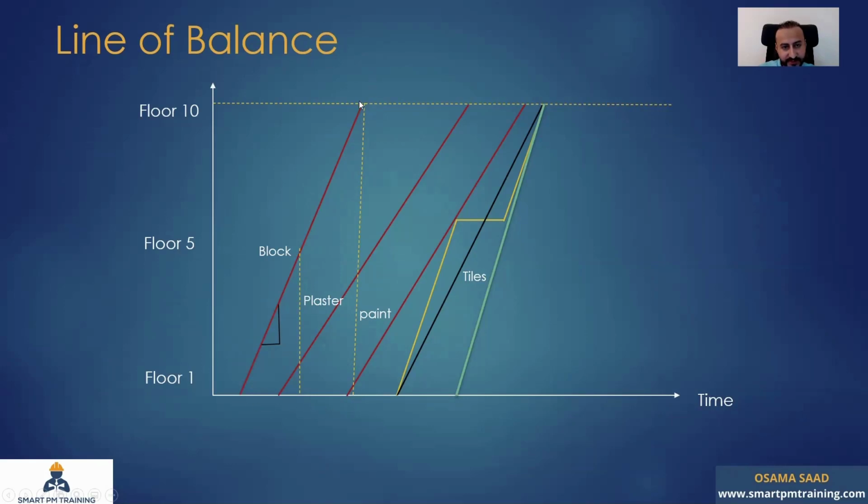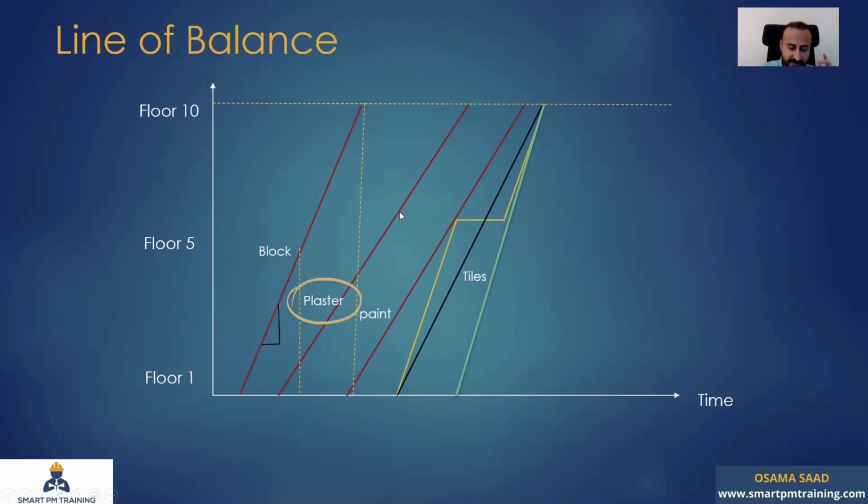You can see, this is my point of time here, completion of floor 10. If you go to the x-axis, this is the duration of the block work, and I have achieved within this period all 10 floors. So the slope will determine your performance rate, or how fast or how slow you are performing.